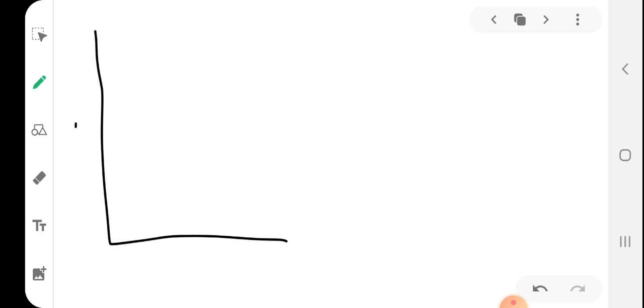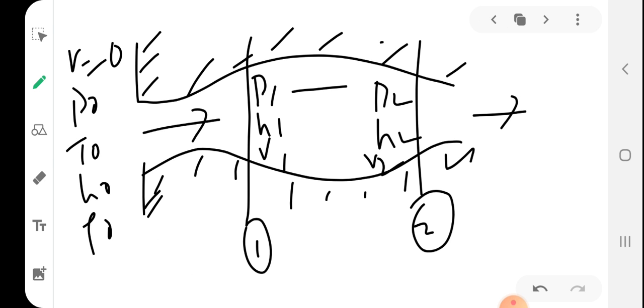Suppose this is our HS diagram. So this is P0 and this is H0. So let us consider an accelerating flow from section 1 to 2. It is not necessary that flow should accelerate downstream. It can be decelerating also. It depends upon the area change, that you will learn in the next class. Okay, how area change affects the nature of flow.